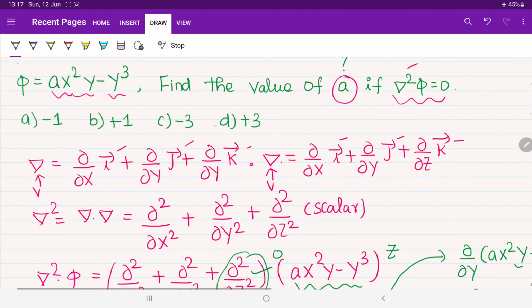Do we have the options? Yes, option D is the correct answer. So in today's lecture we understood how to express del square.